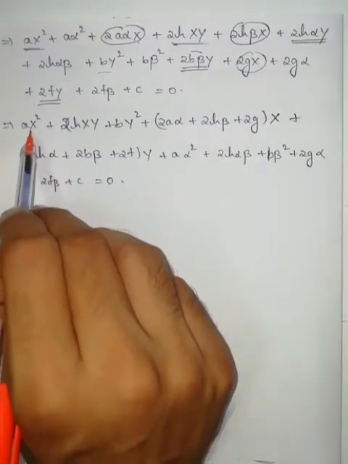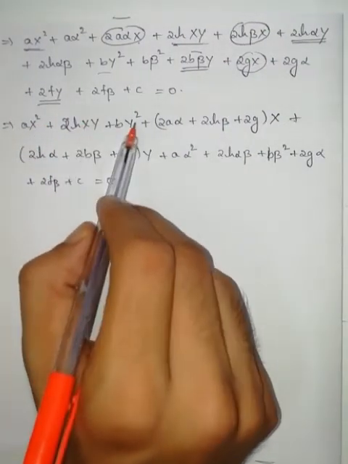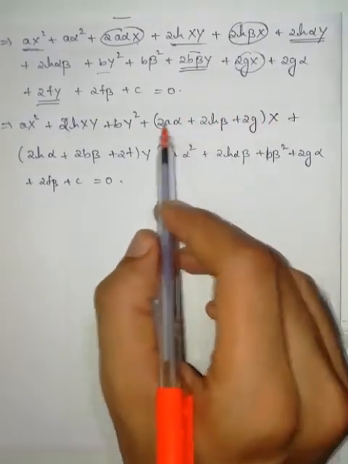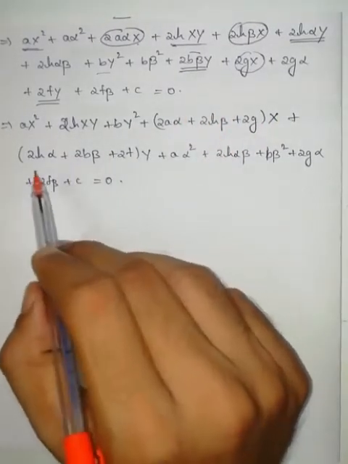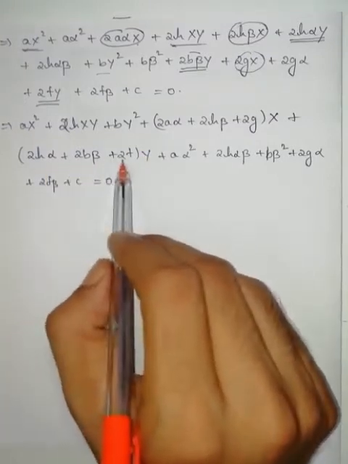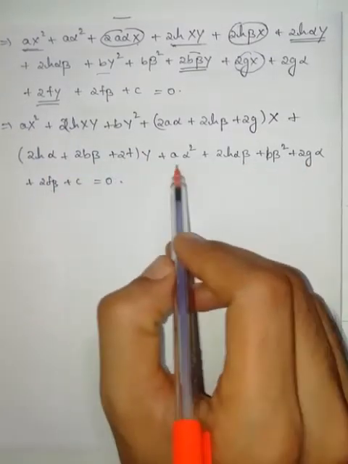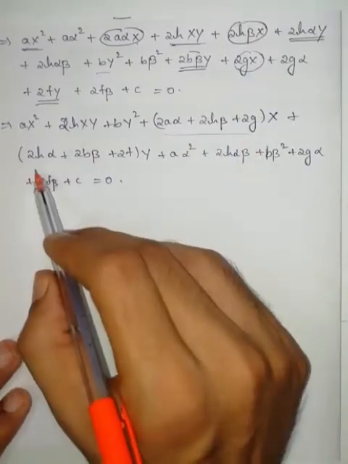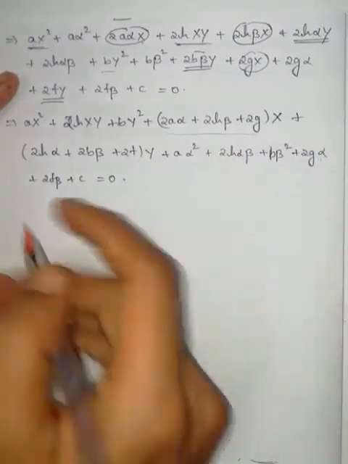This is of degree 2, this is of degree 1 plus 1, that is 2. This x has degree 1, so we have to remove this one. This y has degree 1, we have to remove this one. This is of degree 0, so we can't remove this one. We have to remove this one and this one.